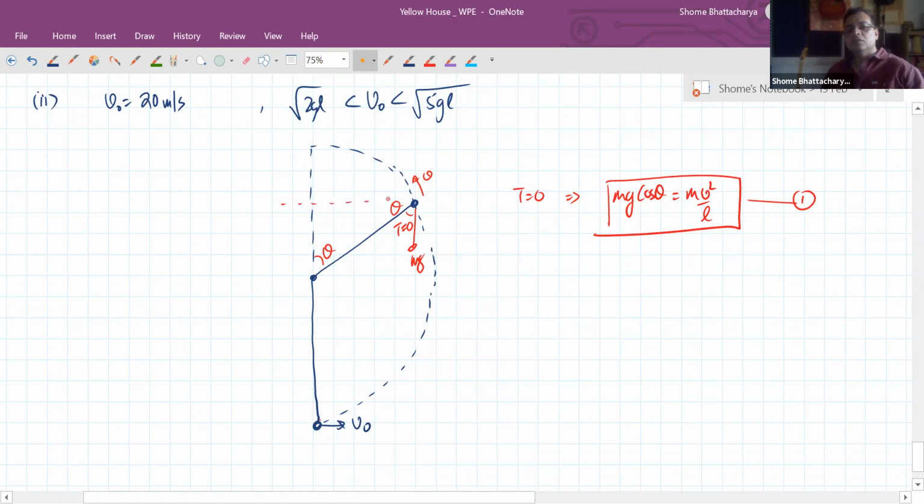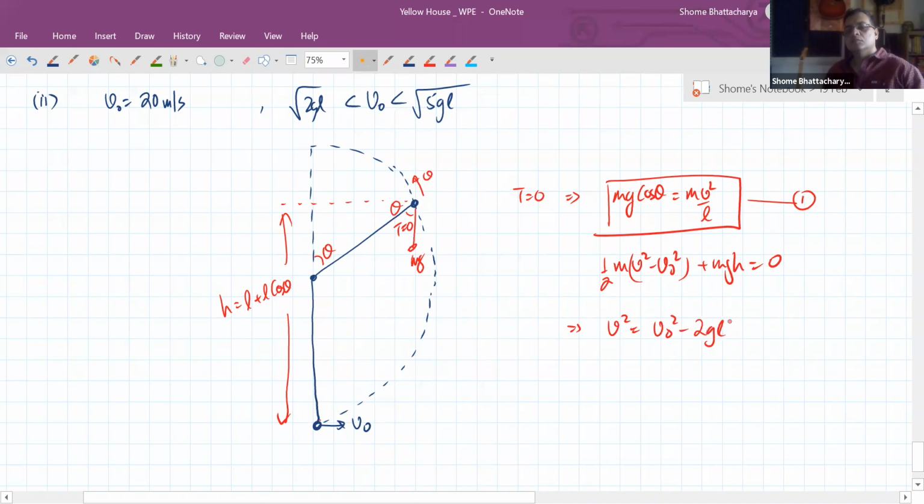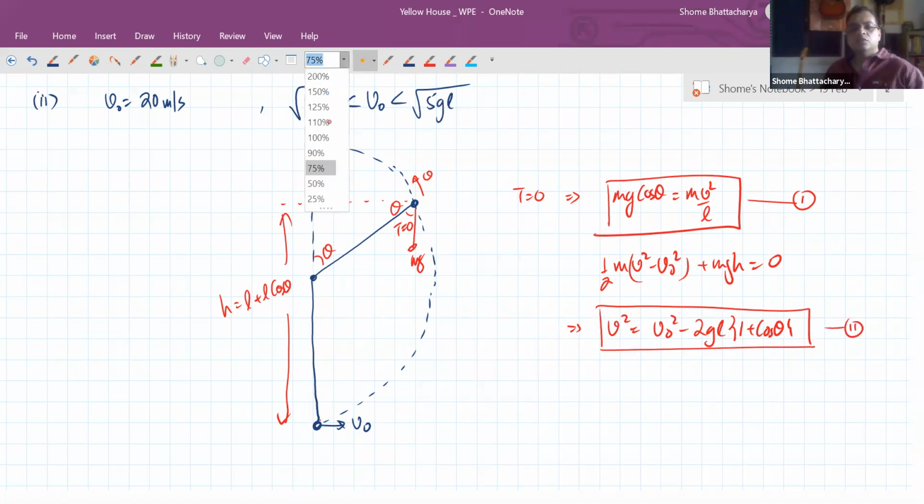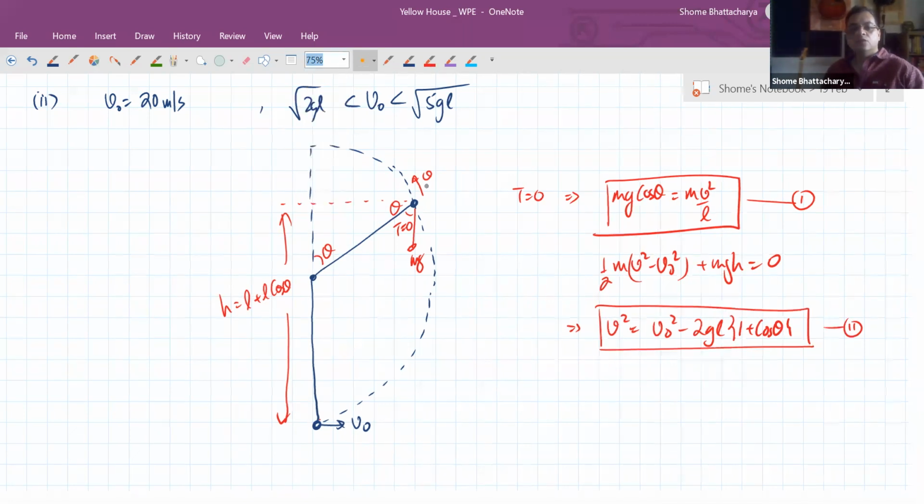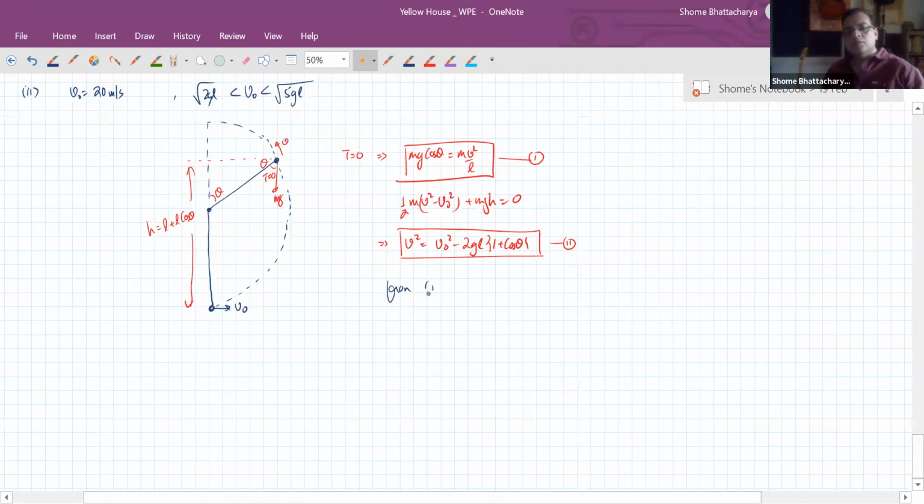So you can see that this total height is L plus L cos theta. So this becomes our second equation. So solving these two, we will get the required condition. So from equation 1, we have V square is equal to GL cos theta. So substitute this in equation 2.